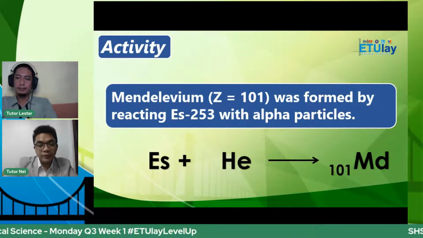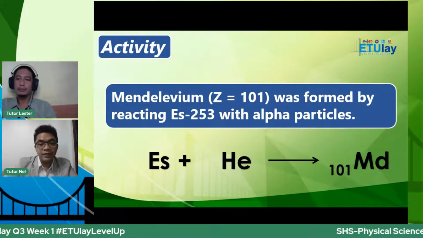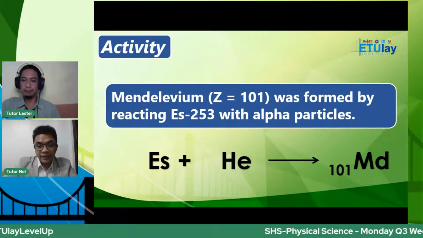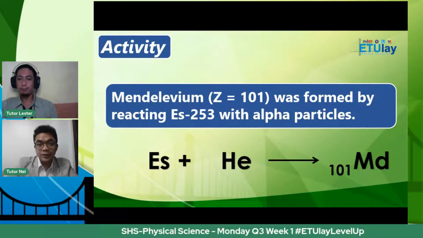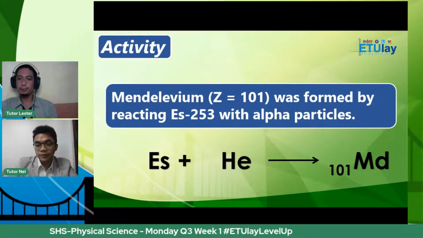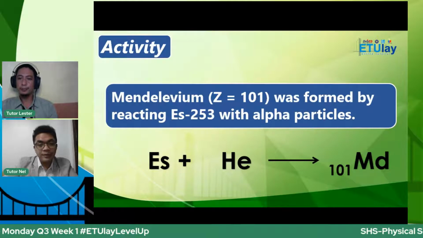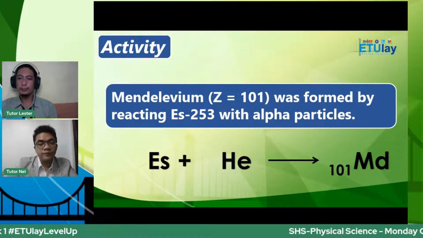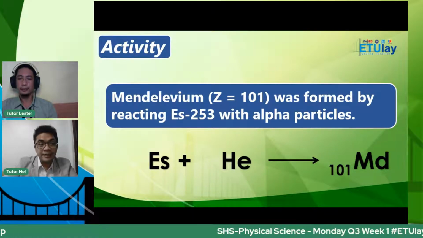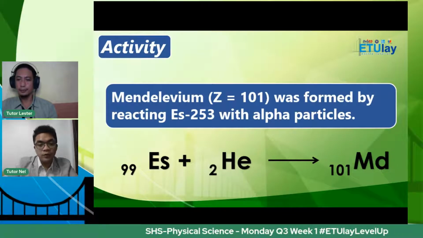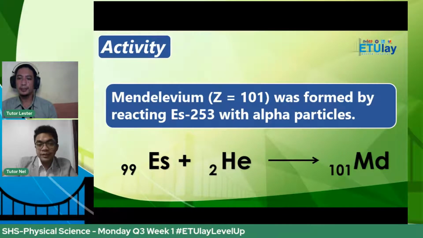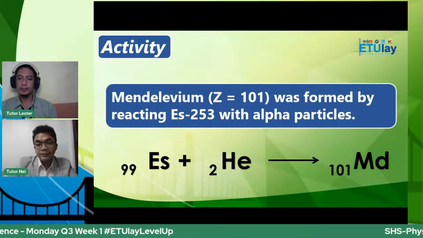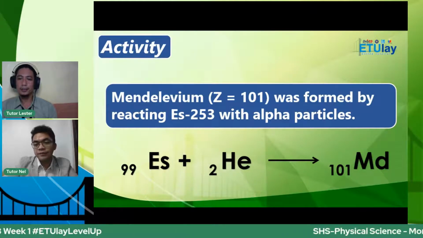So we write down 101 for mendelevium's atomic number and then check on the periodic table kung ano ang atomic number ng einsteinium at ng helium. So what are the atomic numbers for einsteinium and helium? Okay, that is 99 and 2. So from there, we can see that the atomic numbers in the reactant side and the product sides are balanced.